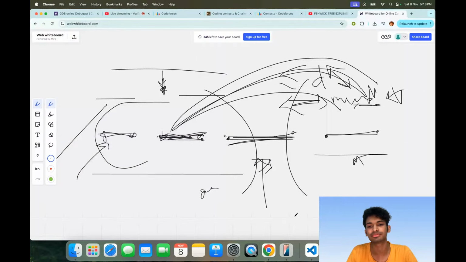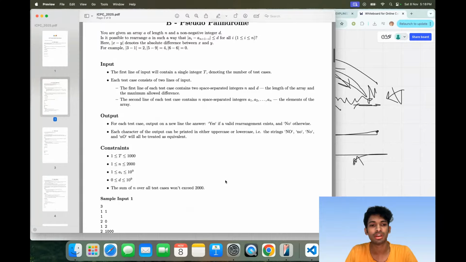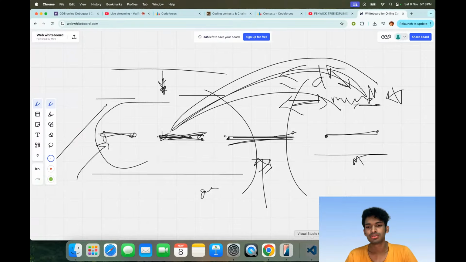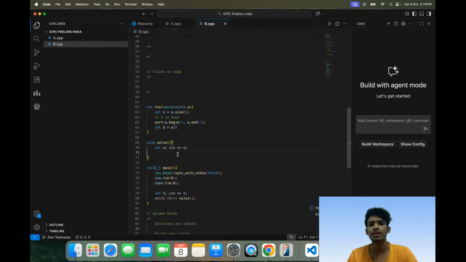Can n be 1? N can be 1. So I think if n equals 1, I'll just return true.